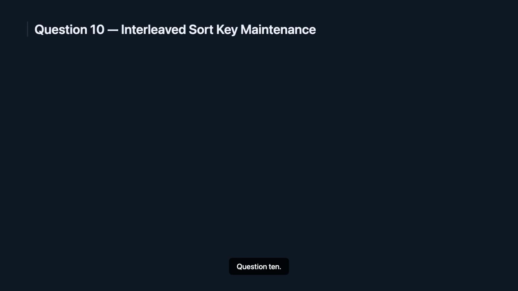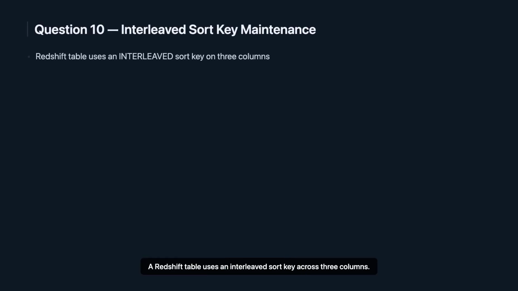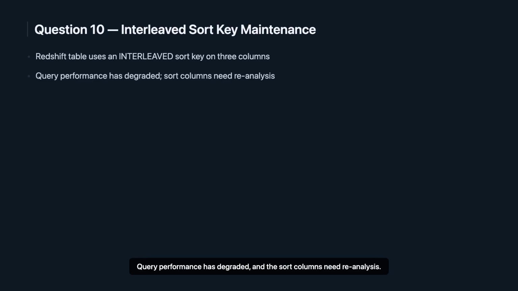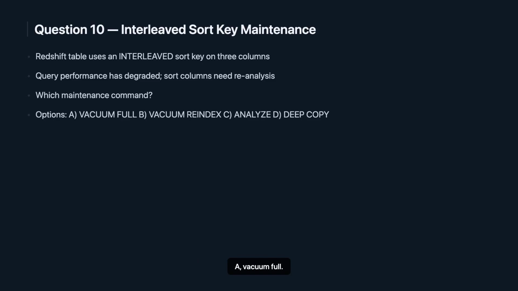Question 10. A Redshift table uses an interleaved sort key across 3 columns. Query performance has degraded and the sort columns need reanalysis. Which maintenance command? A, vacuum full. B, vacuum reindex. C, the analyze command. Or D, a deep copy operation. The keyword here is interleaved, that one word changes the answer.